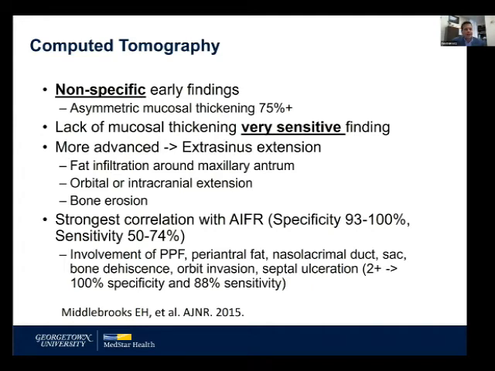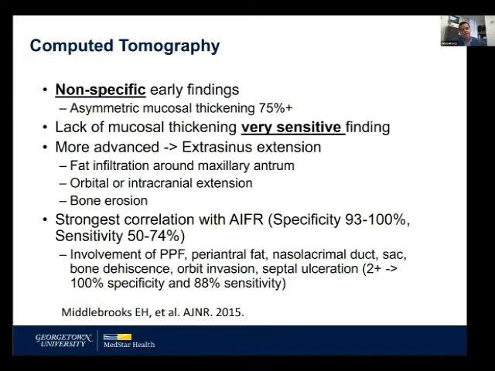CAT scans, again, show non-specific early findings, and asymmetric mucosal thickening is seen in the majority, but that can be seen in many, many conditions, obviously. A lack of mucosal thickening is highly sensitive. And so if the sinuses are pristine on the CT, you can feel pretty confident they don't have invasive fungal sinusitis.